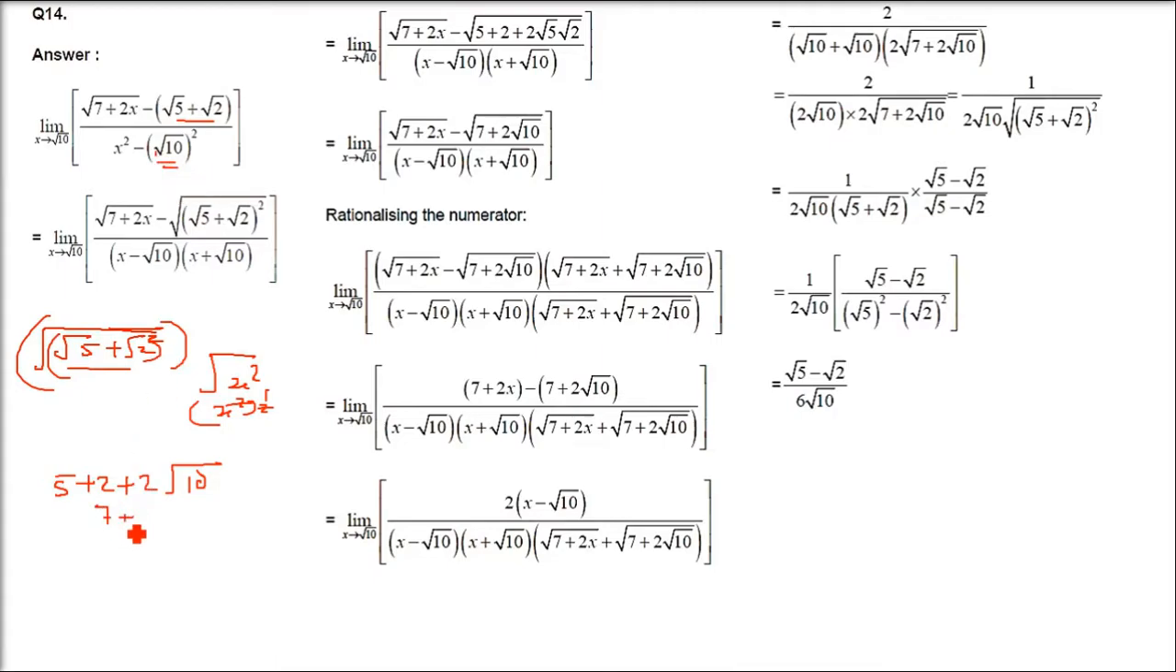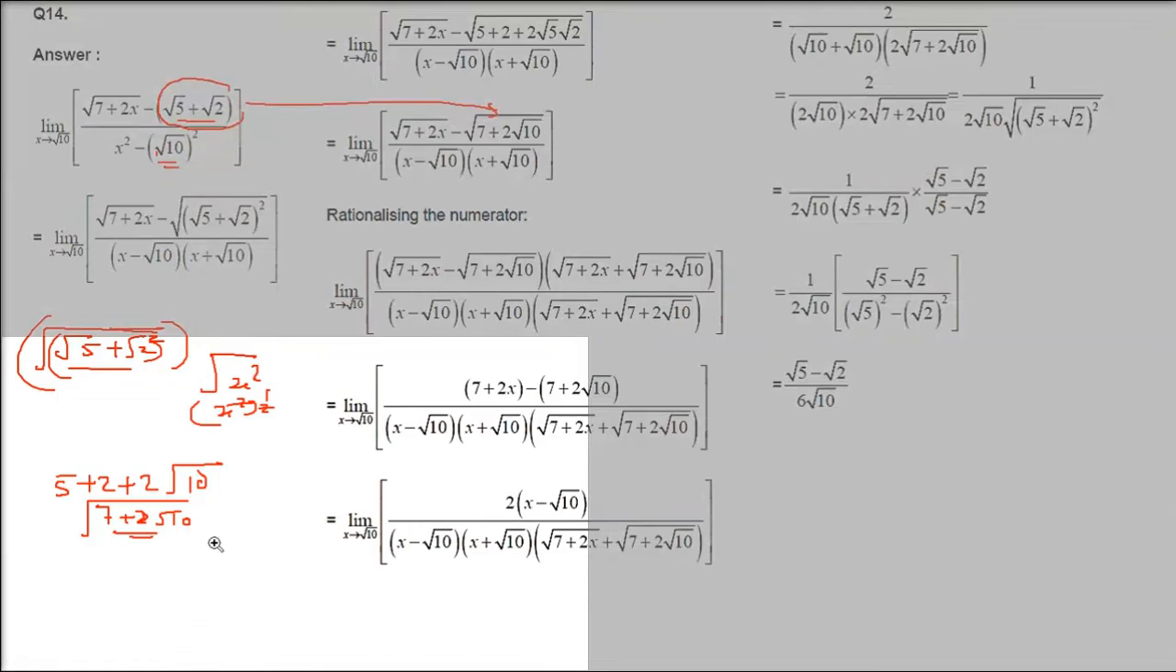How do we get it? See, the numerator will become this right hand side. Numerator will be 7 plus 2 under root 10. So in place of this, I am writing 7 plus 2 under root 10, and this is inside the root. So this whole will become under root 7 plus 2 under root 10. I hope you got the idea.